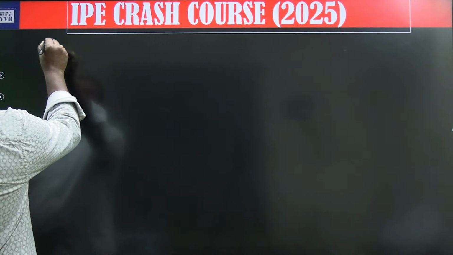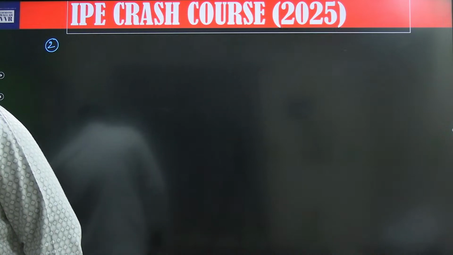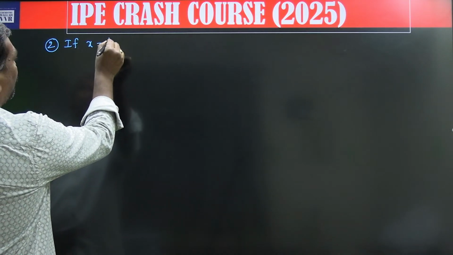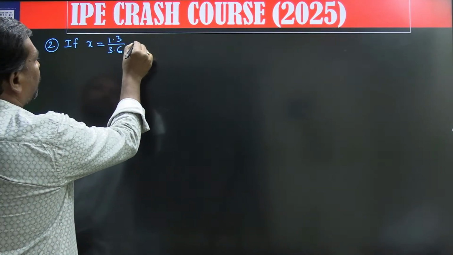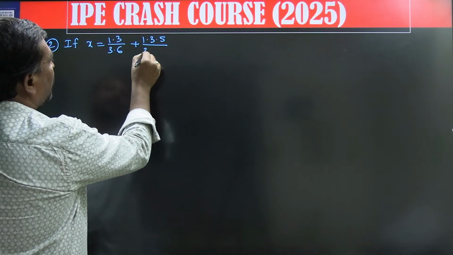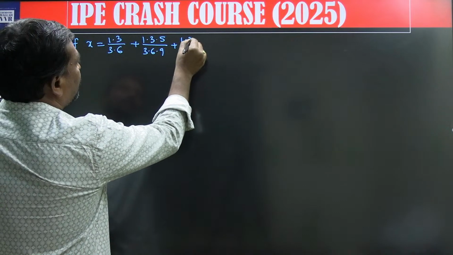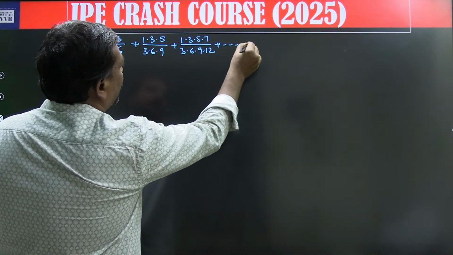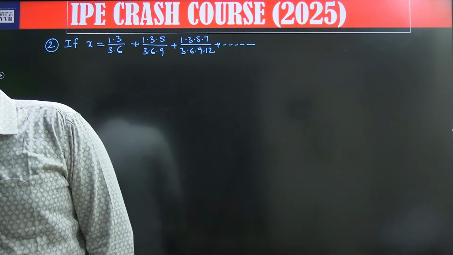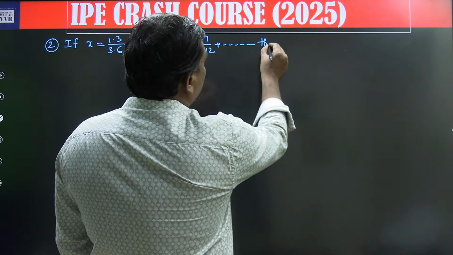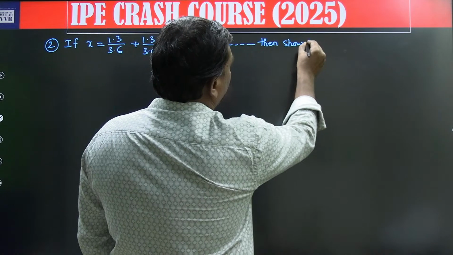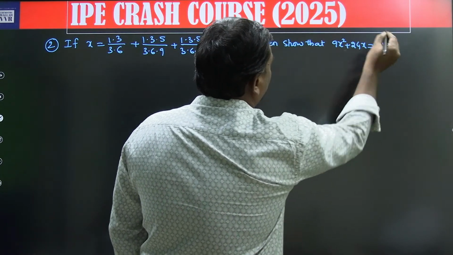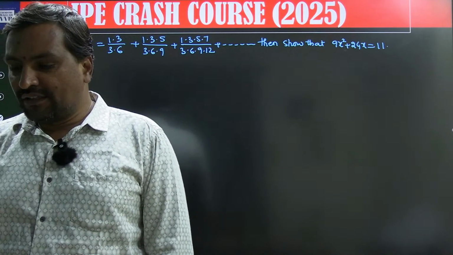Similar problem. And the most important question: if x, small x, is equal to 1·3/(3·6) + 1·3·5/(3·6·9) + 1·3·5·7/(3·6·9·12) + and so on, then show that 9x² + 24x = 11. 9x² + 24x = 11.